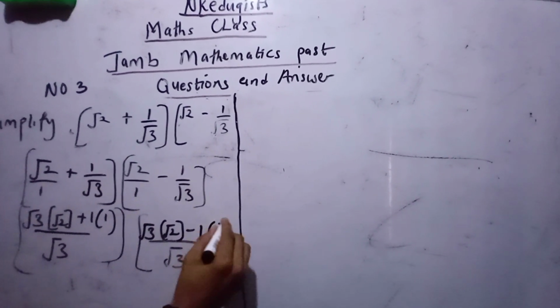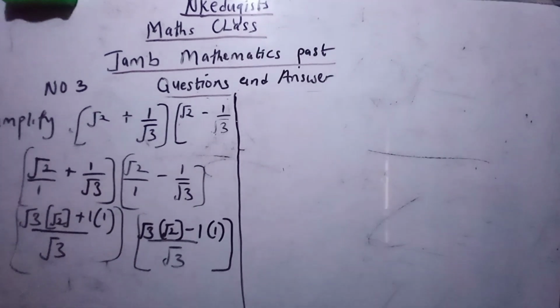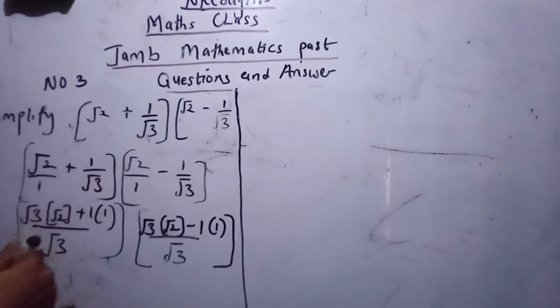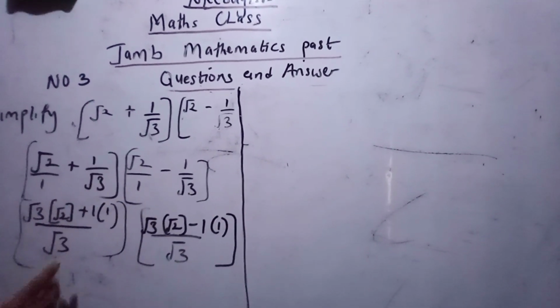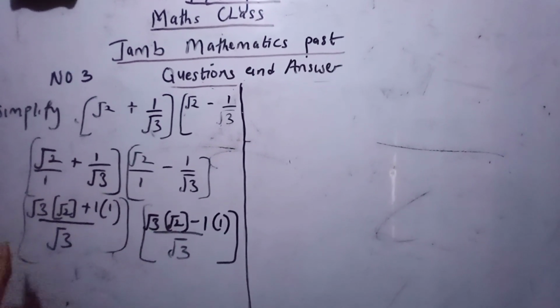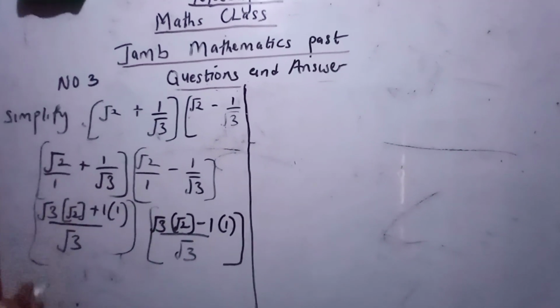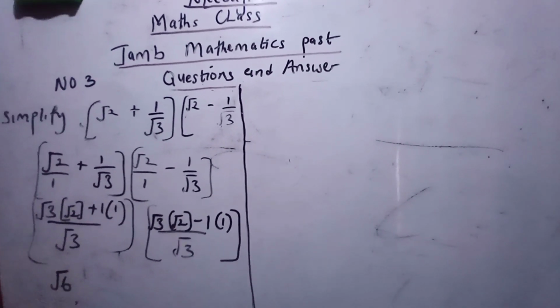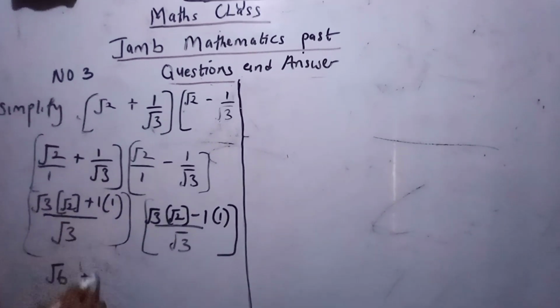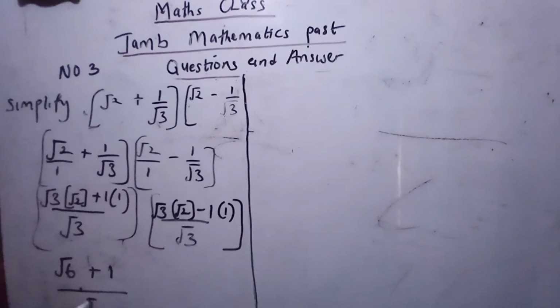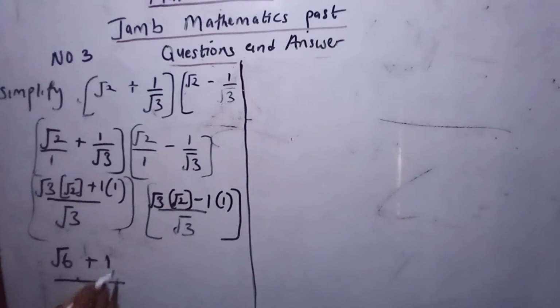I'm doing this just for us, so you want to understand what you're doing here. But remember, I can skip this version, I can skip this place and then move on. But for more clarity, that is why. So we clear the bracket. So 3 times √2 is what? √6 plus 1 times 1 is what? Is 1 over √3.